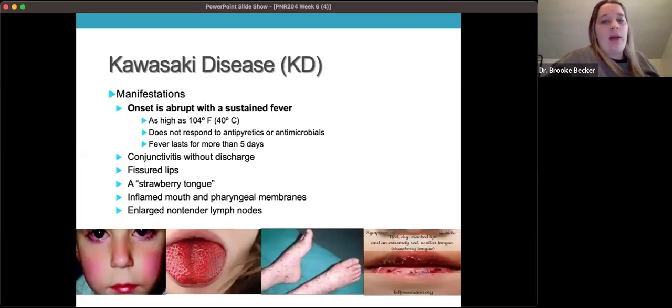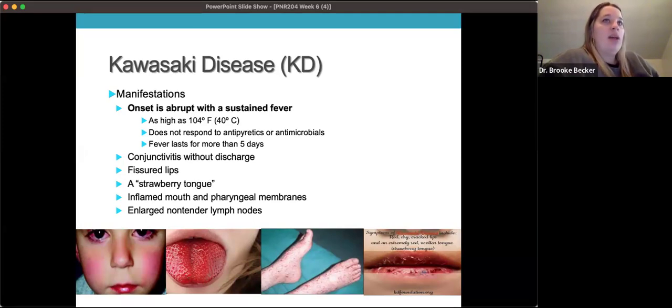Kawasaki disease. This is our last couple slides. So this is something that can happen after, most commonly, strep, but it can also happen after a variety of viral illnesses. I've seen this happen after COVID, influenza. So they have to have a sustained abrupt onset of fever of 104 or as high as 104. So over 100.4 for 5 days.